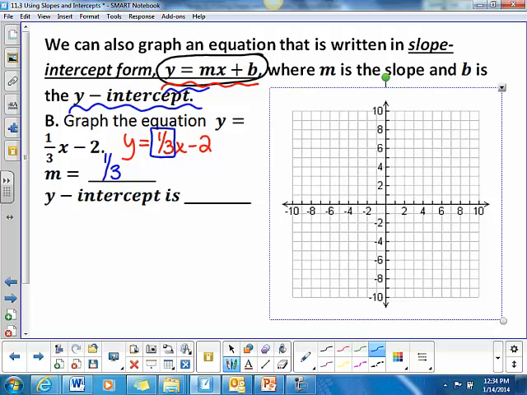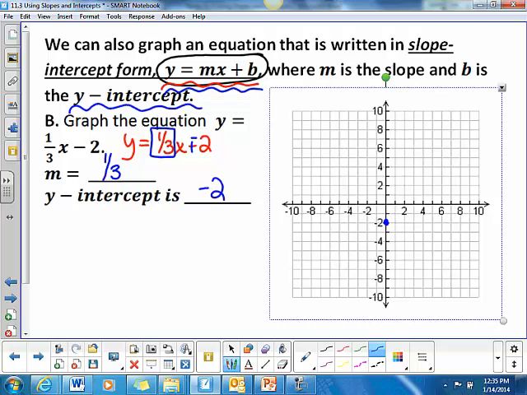The equation has to be in the form plus b. If I wanted to turn the equation that I had into plus b, it would be plus a negative 2. So b is negative 2. All right? Now I can graph this by first graphing the point where the line crosses the y-axis. That's my y-intercept. So I'm going to put a point right there.